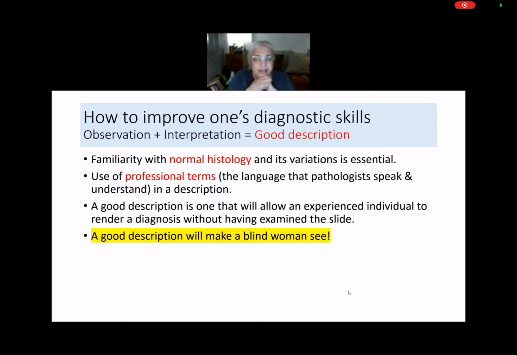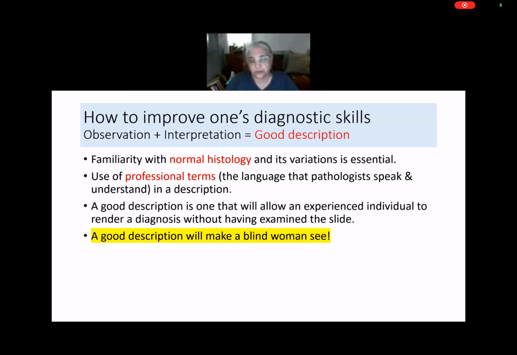All right, so a good description, and this is what I mean sincerely, is one that will allow an experienced individual, say somebody like myself, to render a diagnosis without having examined the slide, because the description is so vivid that you feel you are actually looking at the slide. You render the diagnosis, and it is going to be right because the description has been so true to whatever that particular slide is showing. Literally, I say that a good description will make a blind woman or man see. It has to be that quality of description.